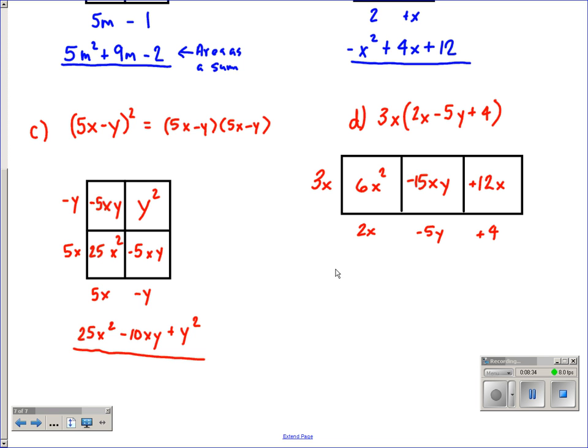So the remaining part here, let's just go ahead and write out our answer. This is our area as a sum. We should have 6x squared minus 15xy plus 12x.